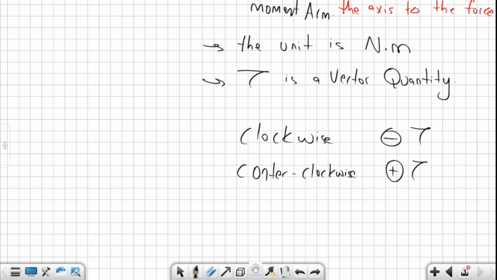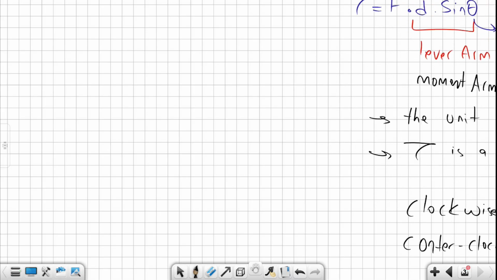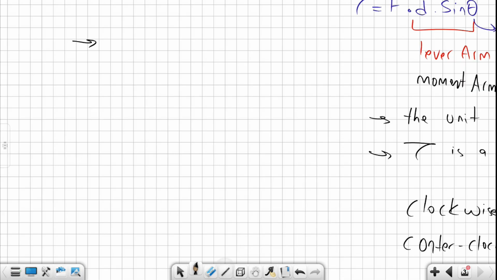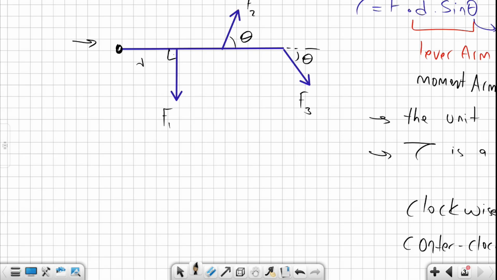What should we do if we have multiple forces acting on an object at different distances? Should we find the net force and calculate the torque? Of course not. We have to calculate each torque individually first and then calculate the net torque. So let's say this is the axis of rotation and we have multiple forces. This is the distance of F1, this is the distance of F2, and this is the distance of F3. I can use all the angles that I have in this example because this one is between the distance and the force. This angle is also between the distance and the force. This angle is also between the distance and the force. So I can use all the angles without using cosine or any other thing.